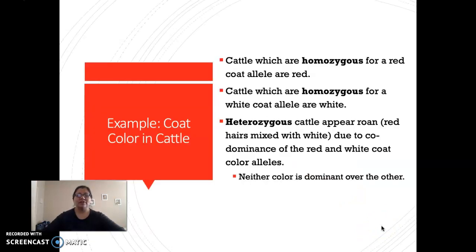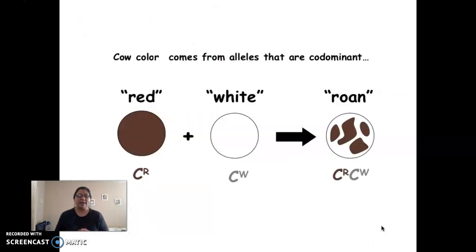All right, another example is coat color in cattle. You can have cows that have red coats, and so they would be homozygous for red. You can have cows that have white coats, and so they would be homozygous for white. But if you have a heterozygous cow between that red cow and that white cow, then you end up with a patchy colored coat. That patchy coat is actually called a roan cow.